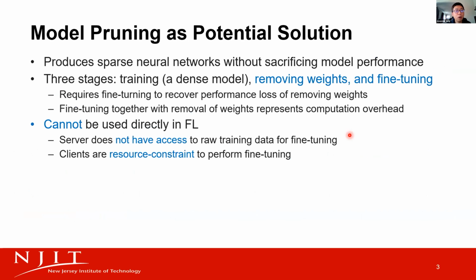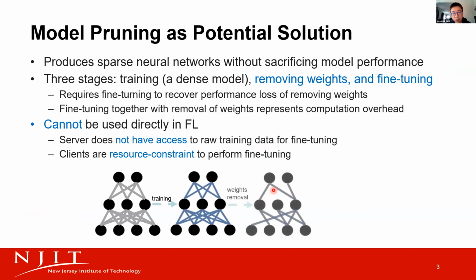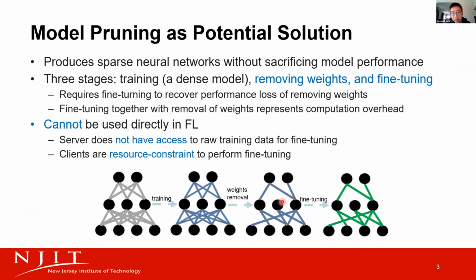So here, model pruning can be a potential solution to this problem. In model pruning, firstly, we need to train a dense model, and then we need to remove some weights to produce a sparse model. And then we need to do the fine-tuning to recover the performance loss due to the weights removal.